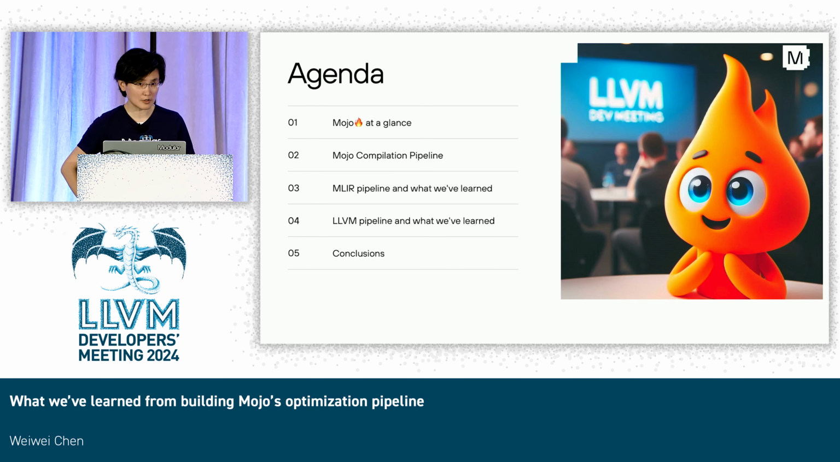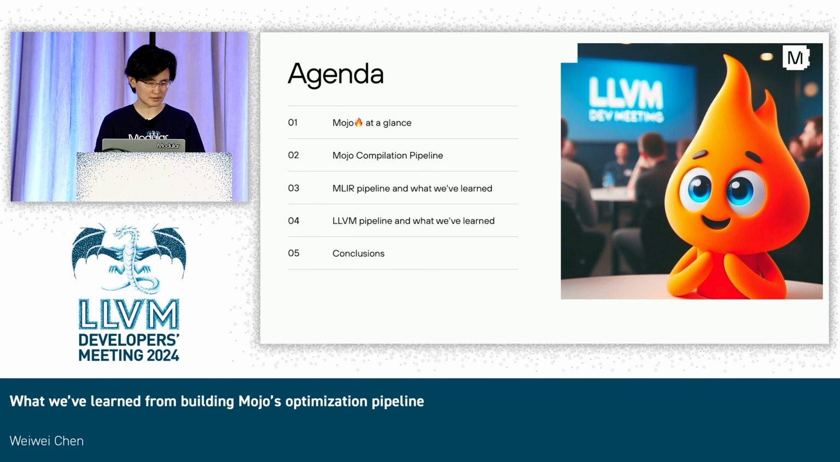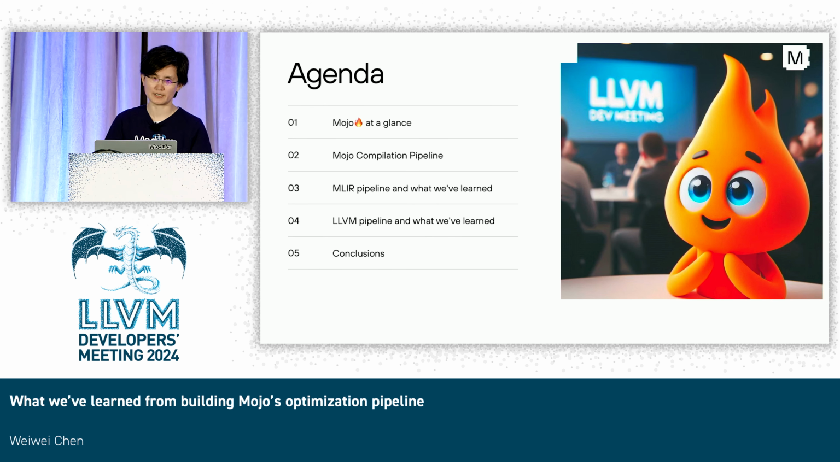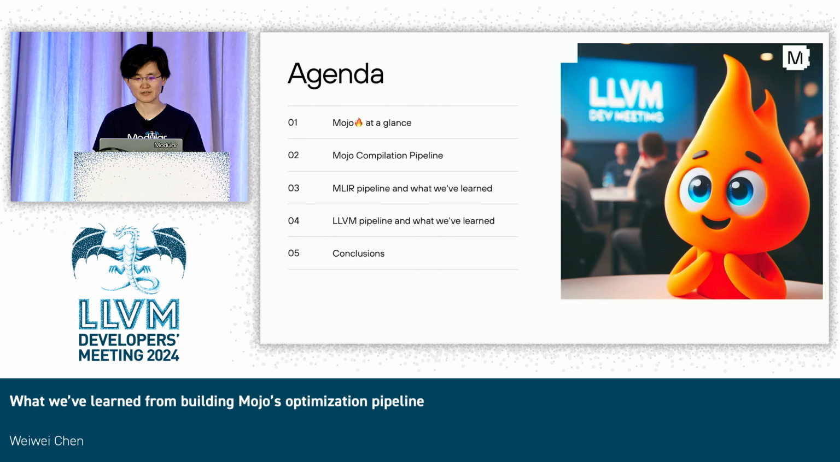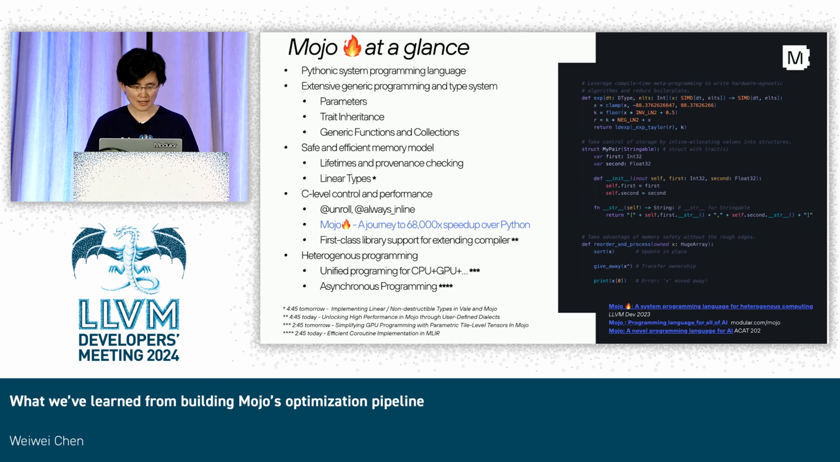Just a quick overview of my talk today. We will first take a glance at the Mojo language, and then a general view of how the compilation pipeline looks like. And then we will dive deep into the two parts of the pipeline, the MLIR part and the LLVM part, and share a bit of the things that we've learned from building these two parts. And at the end, we'll have some discussions and questions.